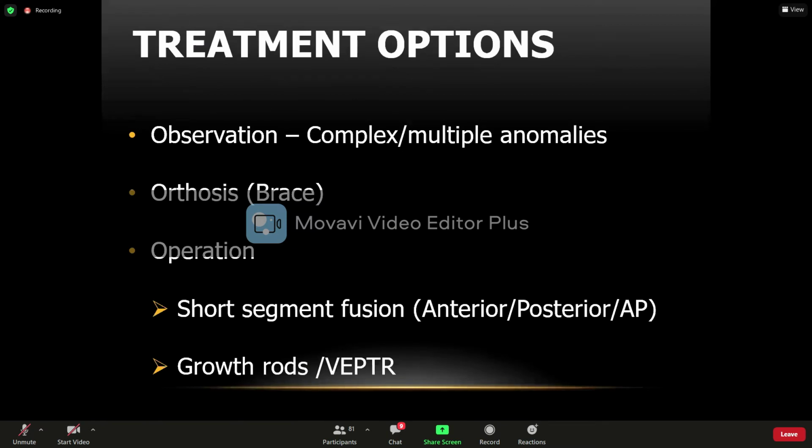So treatment options for congenital scoliosis are many. Sometimes with multiple anomalies in the vertebra, when you're not very sure of whether it's going to progress or not, you can just observe them with X-rays done every 6 months to see whether they're getting worse. Number two is orthosis or a brace. Not the best option for children with congenital scoliosis, because we know that most of them do not get controlled with the brace, but you can probably use it as a temporary modality to prevent progression of the curves above and below, what they call the secondary curves.